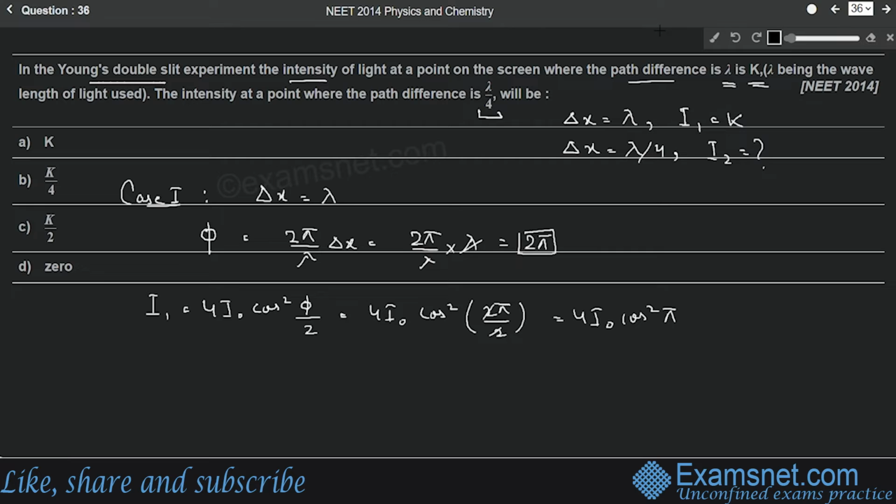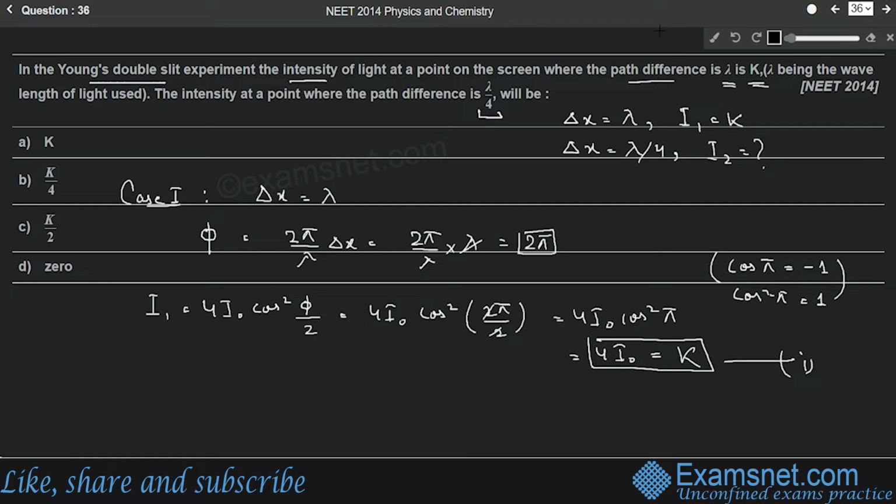Now pi means 180 degree. We know that cos pi, that means cos 180 degree, is equal to minus 1. So cos square pi will be equal to square of minus 1, that is 1. So that is equal to 4 I naught. And in the question it is given that in this case the intensity is k. That means 4 I naught is equal to k. Let's write it as equation number 1.